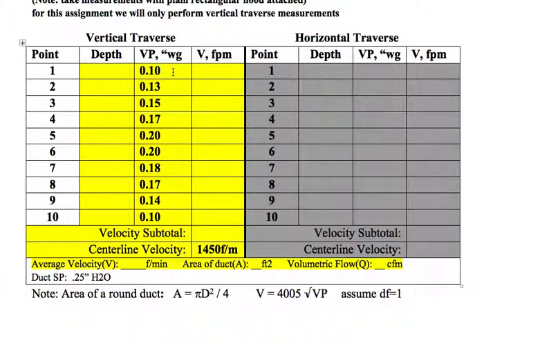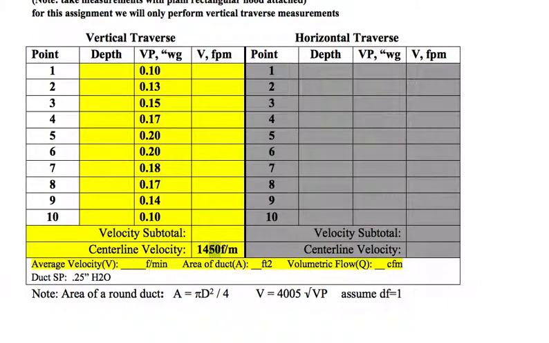Okay, so if it were 0.1 inch of water gauge, the velocity would be 4,005 times the square root of 0.1, which is 0.01, I think, yes, 0.01, right? So this would be 0.01 times this would be 40 CFM and so on and so forth. I think you can actually do your own calculations there. Okay? So you calculate this for each of these velocities and then add them up, put the velocity subtotal down here and give me the average velocity here.